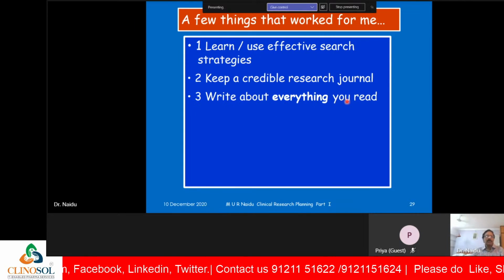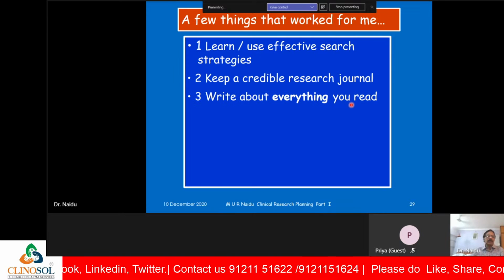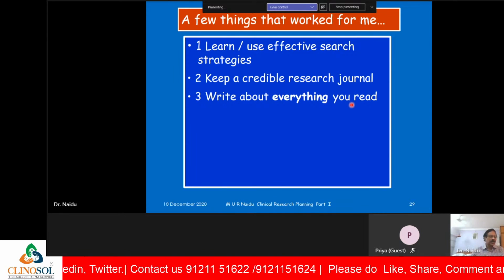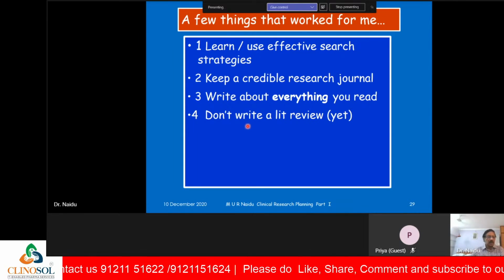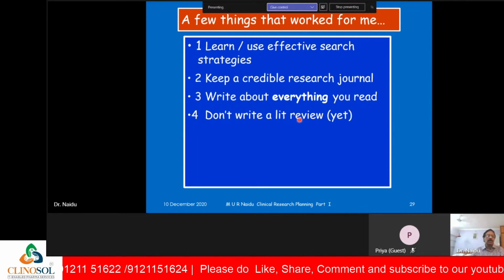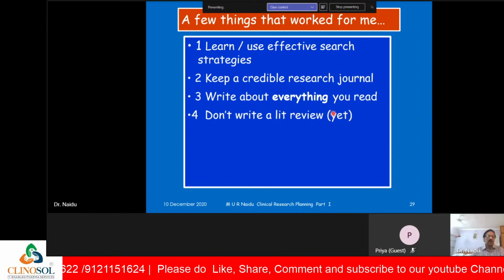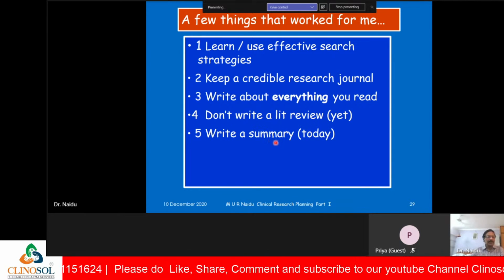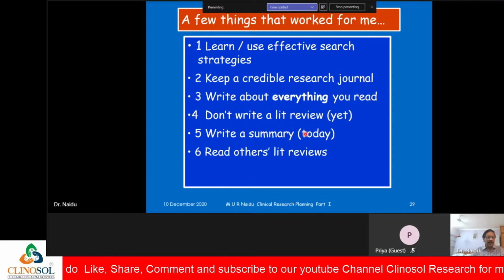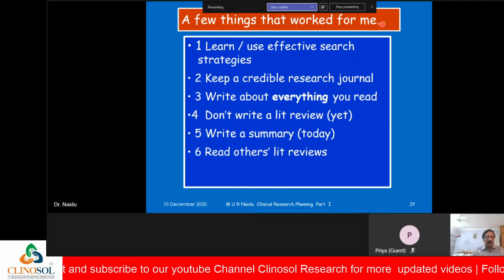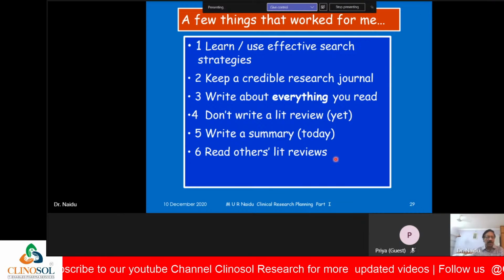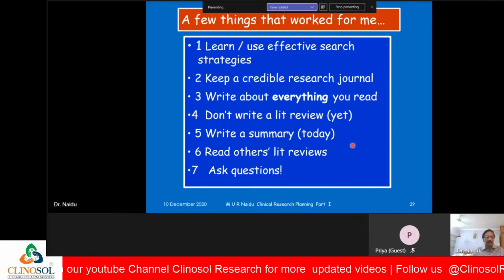Write about everything you read. Don't bother about what will be there. Whatever you understand from that point, write everything initially. Don't write the literature review from the beginning. Write a summary today, and after that, read other literature reviews. Just check the literature review and check what is there. So these are the things you have to look into first when you are planning.